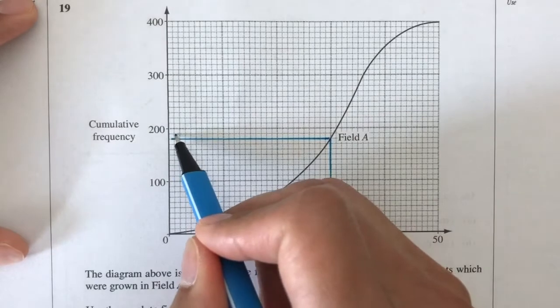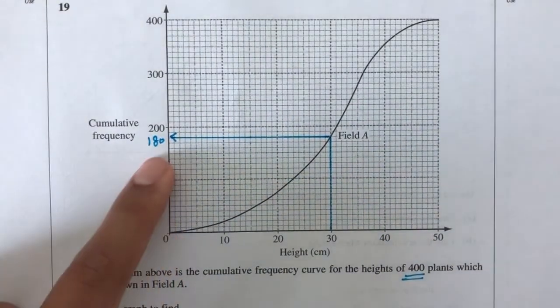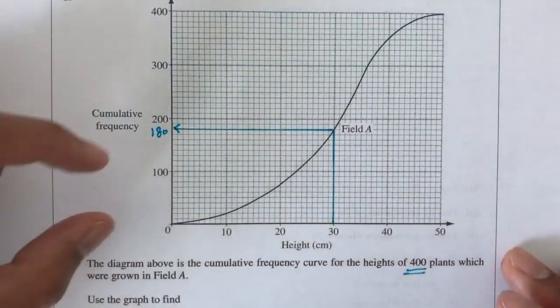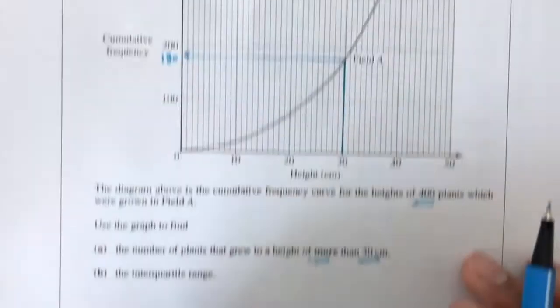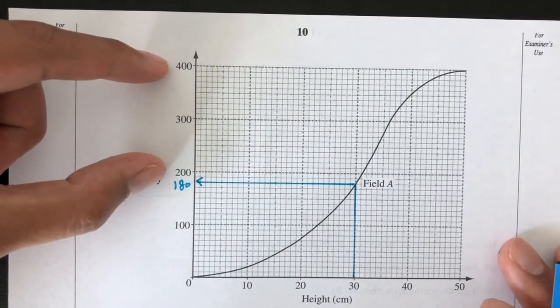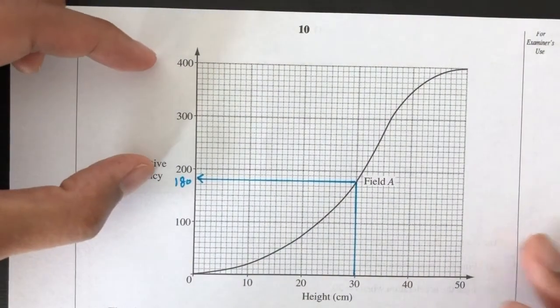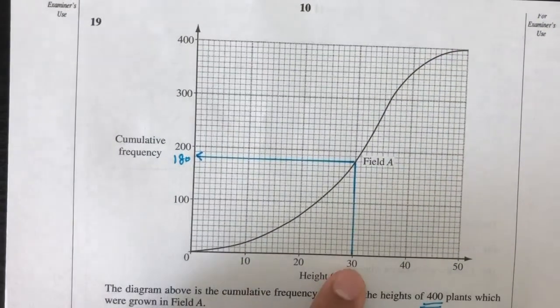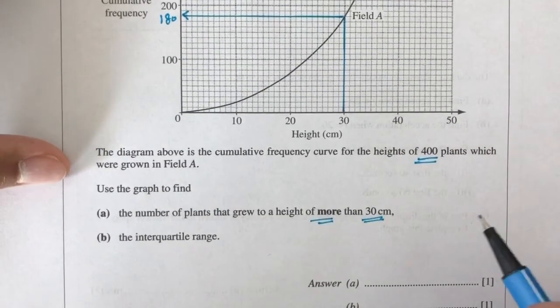Right. This is 180. So basically this number says the number of plants which is 30 or less will be 180. Now we are looking to find more than 30, which will be this length above. So we have to do 400 minus 180 to get the number of trees having height more than 30. So let's do that. 400 minus 180.